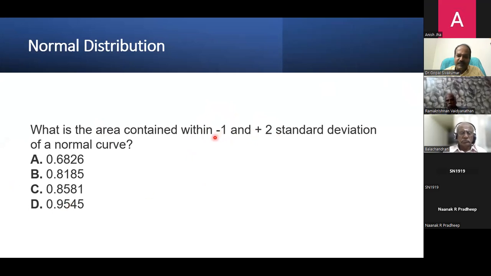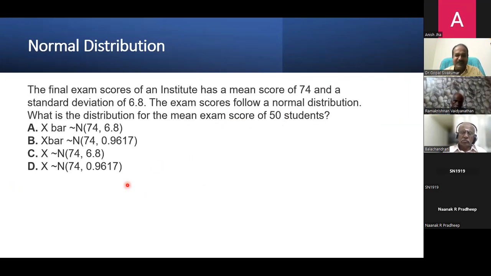If I bring the 2 this side and -1 this side, what will be the answer? I mean -2 this side, +1 this side. Now what will be the answer? Same. Beautiful, right? It will be the same answer. Yes. Excellent. Good understanding.